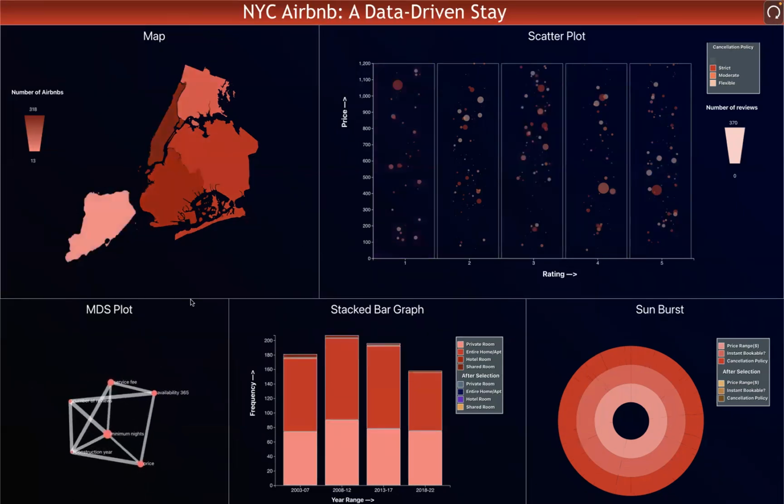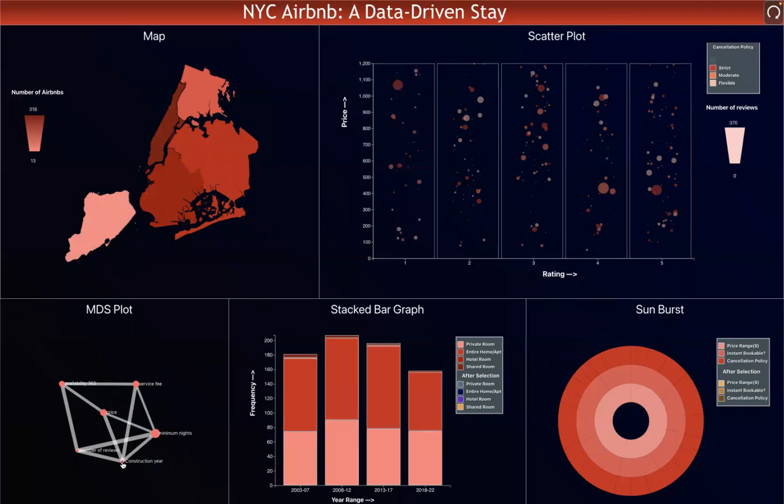So first up is the MDS plot, which basically shows the correlation between all the attributes that were present in our dataset, all the numerical attributes. The size of any particular attribute shows a direct correlation with the rating that any Airbnb has got. And the width of any particular edge signifies the correlation between those two attributes.